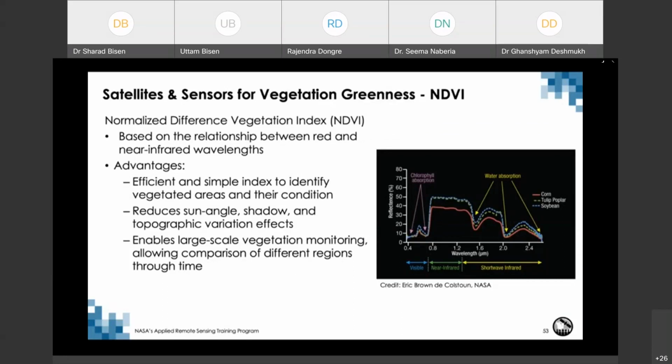Some advantages of NDVI are that it's an efficient and simple index to identify vegetated areas and their condition. NDVI reduces sun angle, shadow, and topographic variation effects. It also enables large-scale vegetation monitoring, allowing comparison of different regions through time.